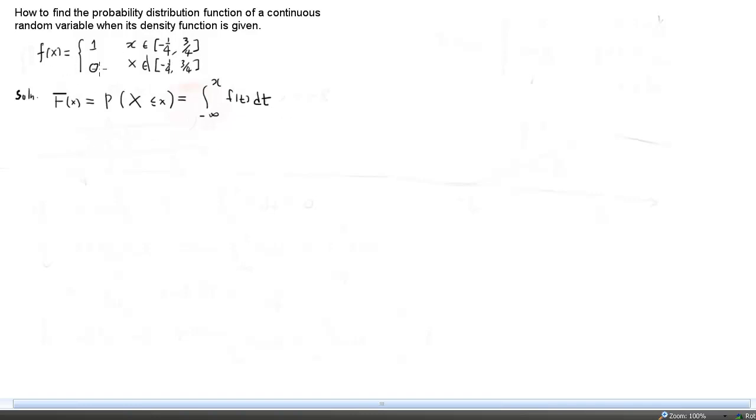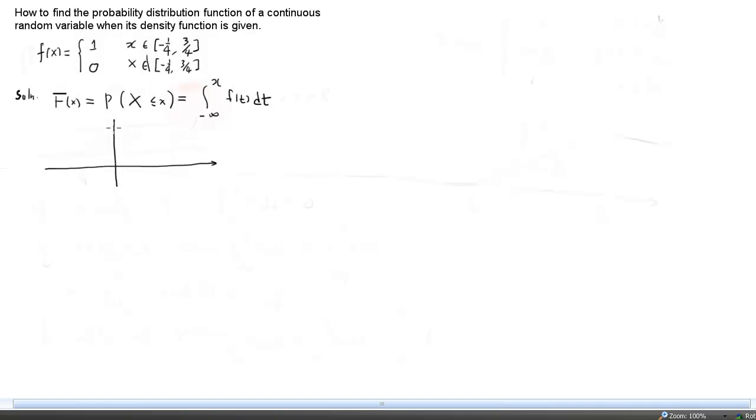Now, this function is piecewise defined. This is just a definite integral, but it looks like an improper integral. It's not really an improper integral because the function is 0 beyond this interval. The easiest way would be to simply look at what kind of function we are integrating. So let's sketch this density function.